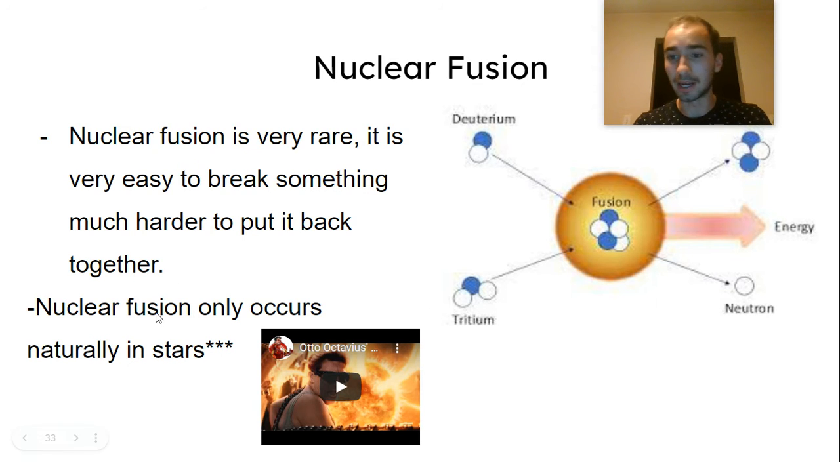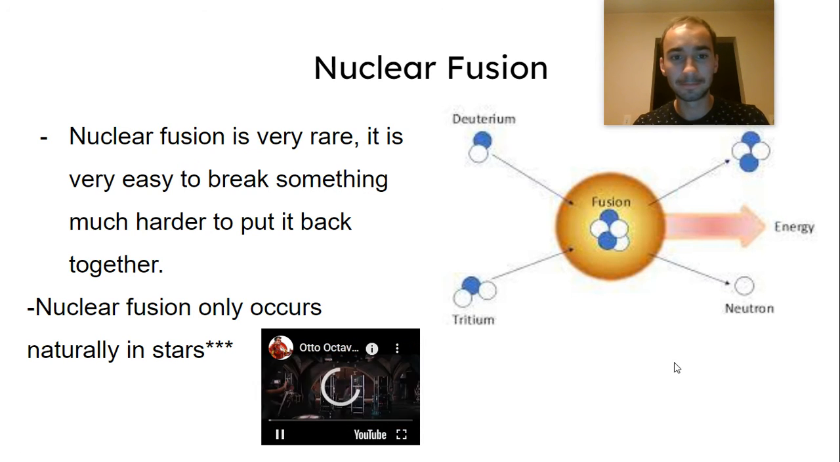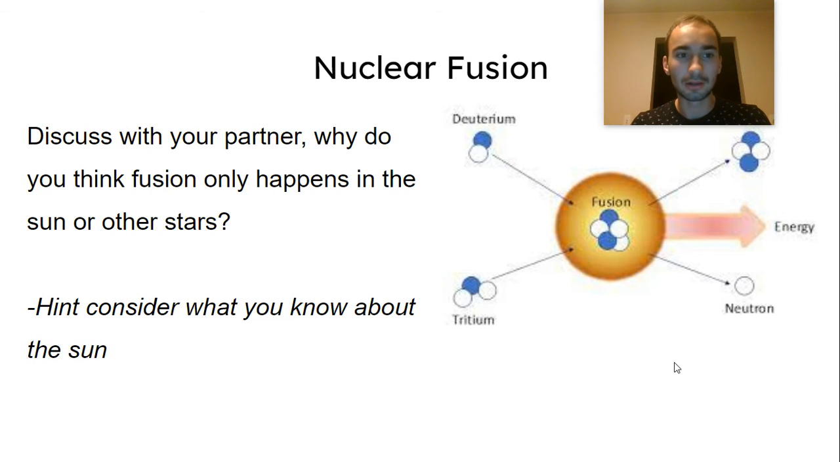Okay? And I have a question for you. Why do you think fusion only happens in stars? Okay? It happens all the time in our sun. I want you to think, why does it only happen in stars, but not on Earth? It's very, very hard to do on Earth, but not in stars. Try and think why. Please pause the video now. I want you to consider, what do you know about the sun? Why would fusion be common in the sun, but not on Earth?